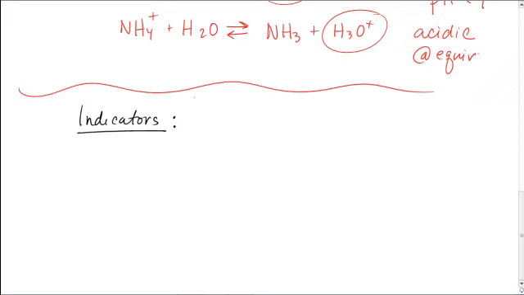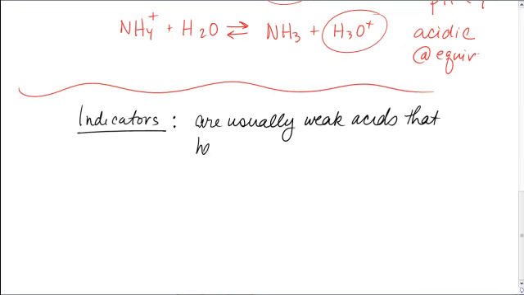And so here's what we need to know about indicators. Indicators in general are usually weak acids that have a color to them. And usually its conjugate base has a different color related to that.